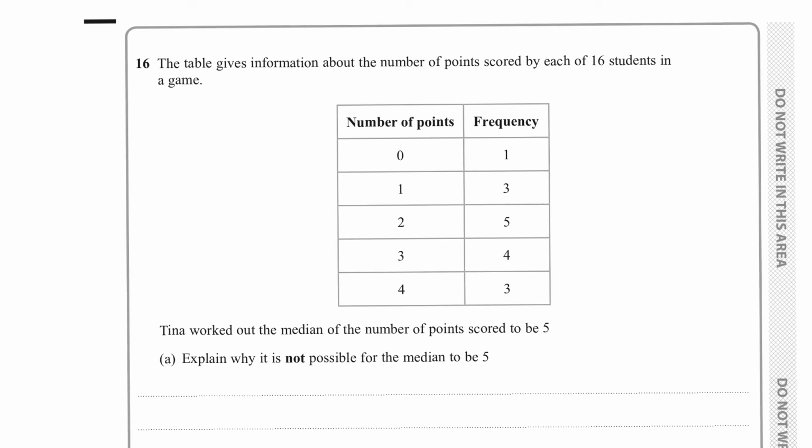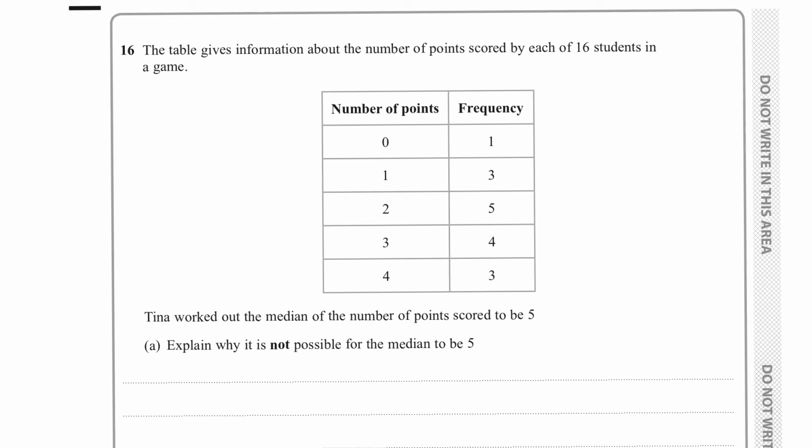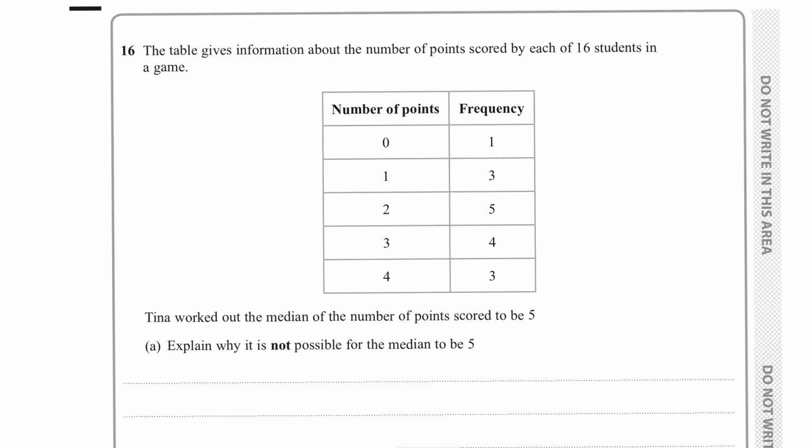Next question says, the table gives information about the number of points scored by each of 16 students in a game. It says, Tina works out the mean of the number of points scored to be 5. Okay, and we have to explain why it is not possible for the median to be 5. Okay, so the maximum points scored is 4. 5 is not even showing in this table. Okay, so you could say something along the lines of, therefore, no one scored 5 points.